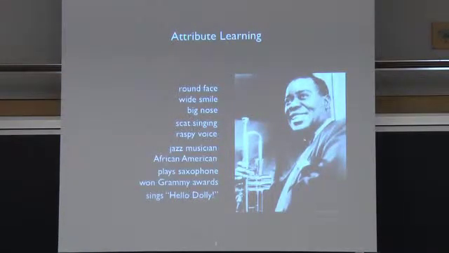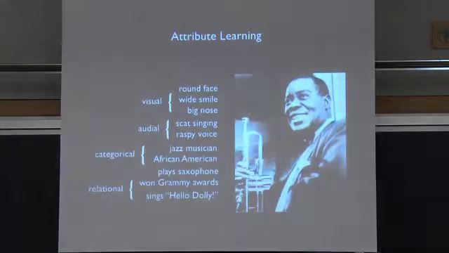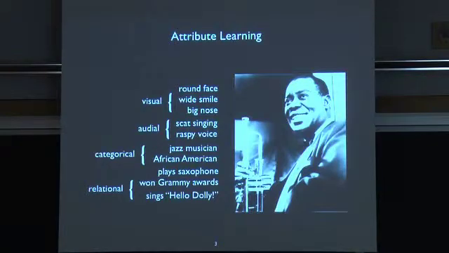So Louis Armstrong can be described by a set of properties. So these can be visual properties. It can be how he sounds, or he can be described in terms of the kind of people that he is associated with. So he's a jazz musician, an African American. And it can be also relational, so that he has some relationship with some other objects in the world. So he plays saxophone and he won a Grammy Award and he sings Hello Dolly, for example.